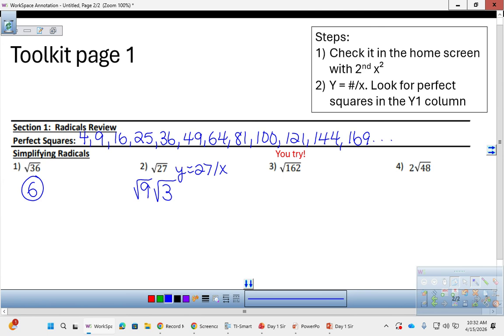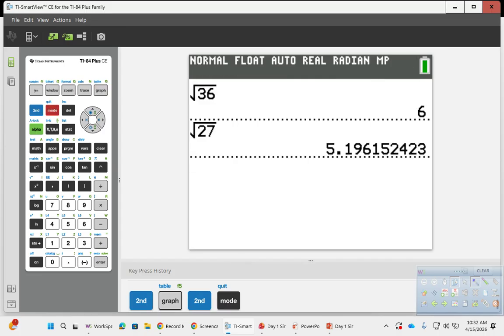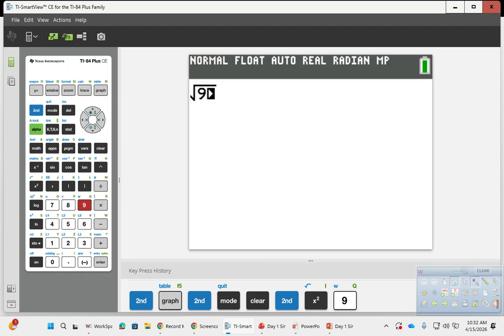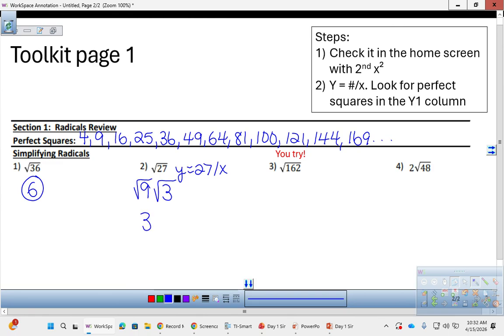And then you could check each of them individually. Sometimes with my freshmen, they screw up which one comes out of the root and which one stays in. And so they say the answer is like 3 root 9. So I just tell them, make sure you check root 9 and root 3. One of them changes and one of them's a funky decimal. Keep the funky decimal under the root. Right, so the 3 stays under the root, the 9's coming out of it. So this is 3 root 3.